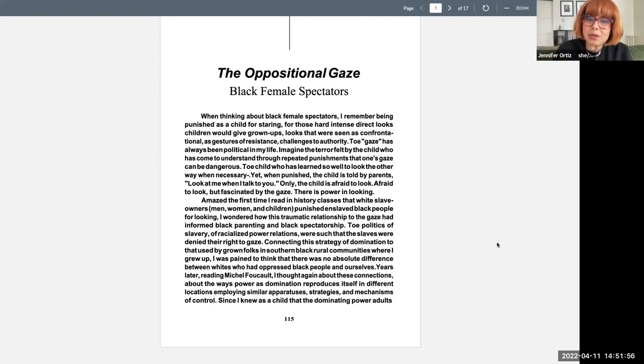When thinking about Black female spectators, I remember being punished as a child for staring, for those hard, intense, direct looks children would give grownups, looks that were seen as confrontational, as gestures of resistance, challenges to authority. To gaze has always been political in my life. Imagine the terror felt by the child who has come to understand through repeated punishments that one's gaze can be dangerous. To a child who has learned so well to look the other way when necessary.